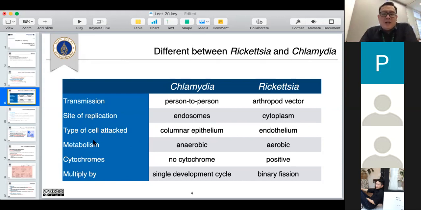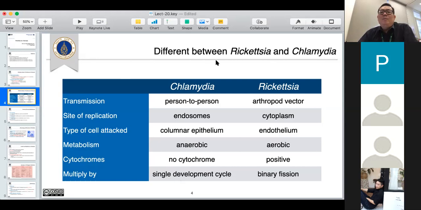The metabolism of Chlamydia and Rickettsia is different. Rickettsia is an aerobic bacterium. Chlamydia is anaerobic. That's the thing. Cytochrome, like I said, Chlamydia doesn't have cytochrome. That's why they cannot generate ATP, but Rickettsia produces some cytochrome. That's why they have the ability to produce ATP, okay? For the multiplication pattern, Rickettsia uses binary fission like other bacteria, but Chlamydia uses a single development cycle. We will talk about that in the last part of the slides in this lecture.